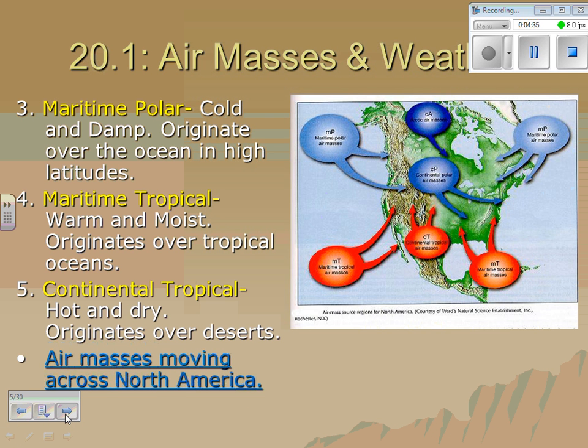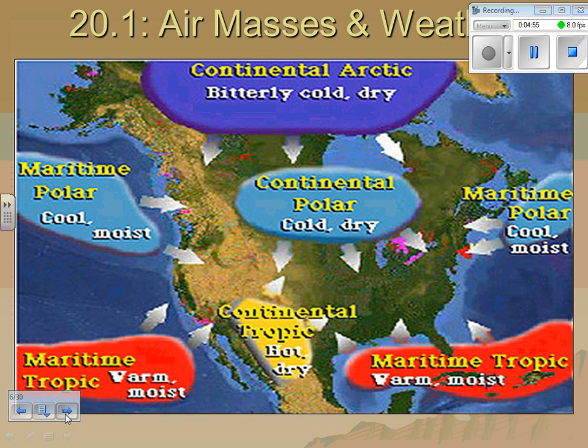Continental tropic, typically characterized by being hot and dry. It originates over the deserts in Mexico, and it can cause the droughts that we experience in the southwest in Texas, Oklahoma, and in New Mexico. Here's that graphic one more time for you, blown up. Again, continental Arctic. And I will on a test ask you, what is characterized by a continental Arctic air mass, maritime polar, for example, and so on.